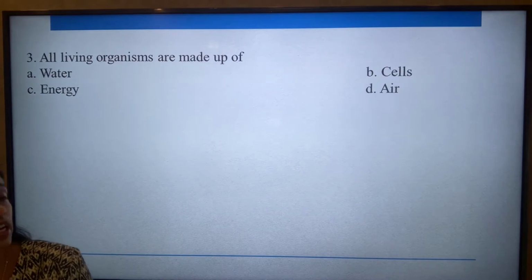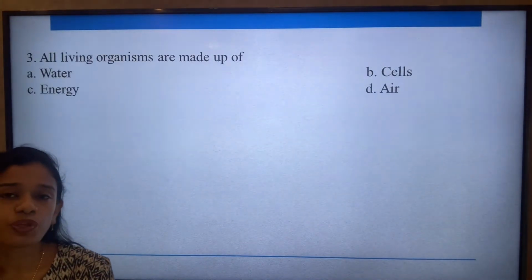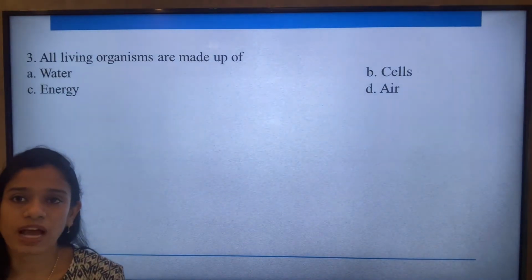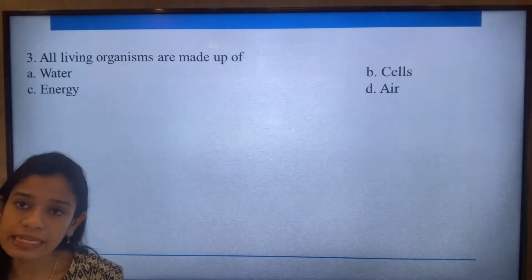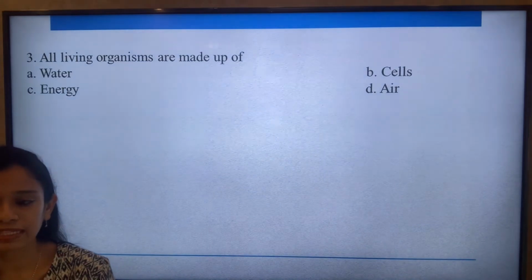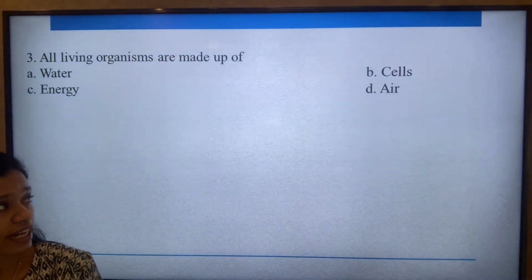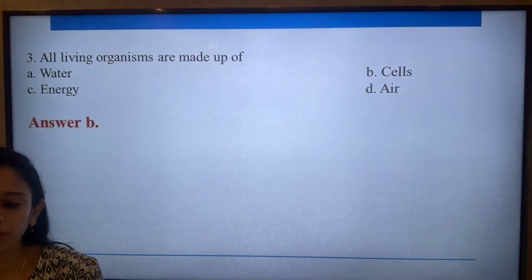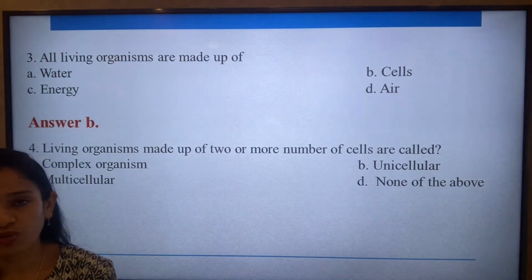All living organisms are made up of. So we know that all living organisms are made up of the basic structural and functional unit of life, which are known as the cells. So the correct option is option B. Let's move on to the next question.